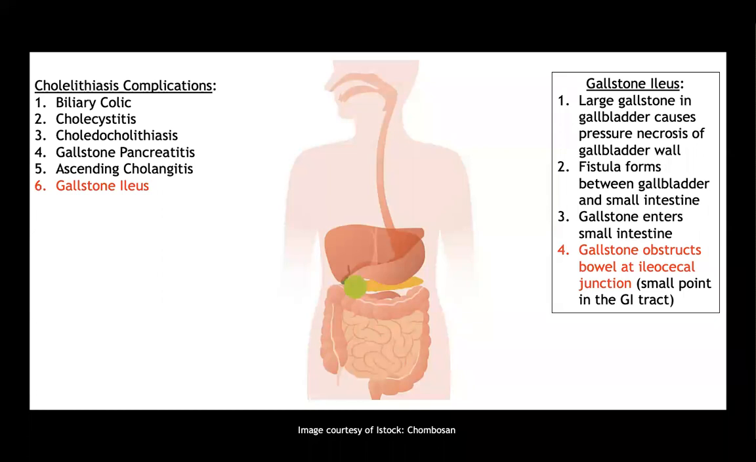If you have a gallstone that's eroded through the gallbladder wall and into your small intestine, it can travel all the way down to the ileocecal valve, but it'll get stuck there because it's often the smallest point in our intestine.